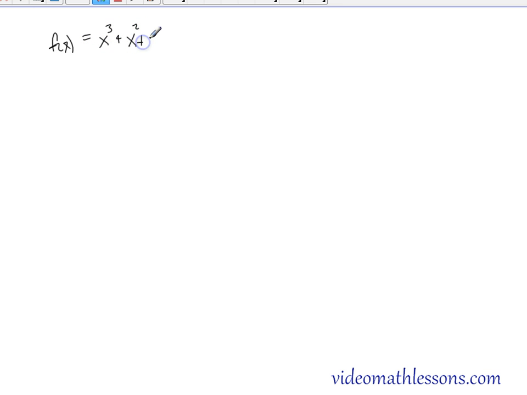So I'm just going to rewrite the function that we had to start with so we can see what we did. I already know I can break this down. If I said factored form, it would look like this: x plus 1 times x squared plus 1. All right, but I want to find the roots now.